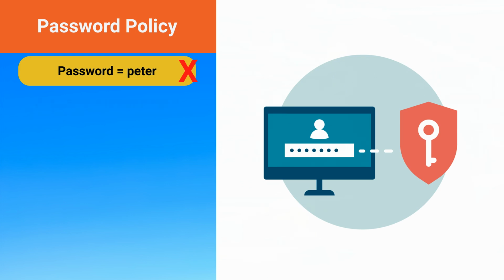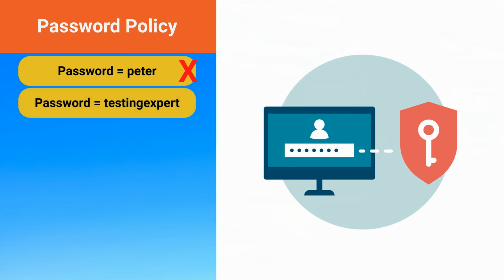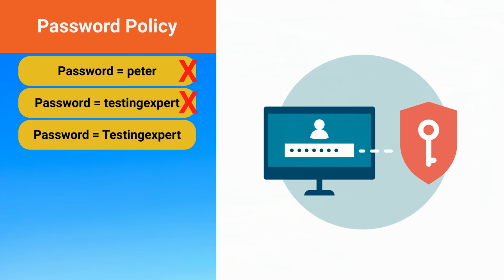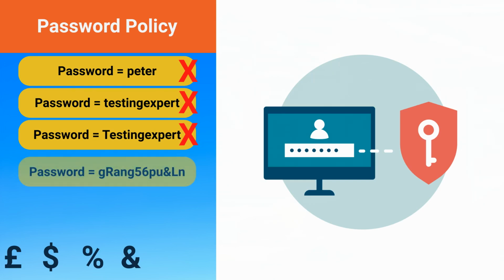Try again. Passwords contain at least 1 uppercase character. Wrong again. At least 1 number, but not sequential or the same, and 1 special character. For example, symbols like pound, dollar, percentage, and ampersand. Not quite right, but don't get disheartened. Most password policies follow similar rules, so make yourself aware of your company's policy. At last, we have a good password.